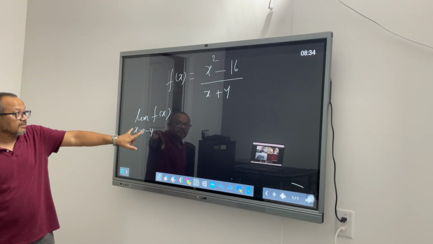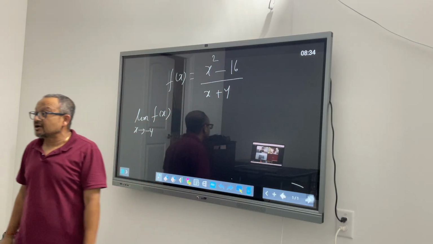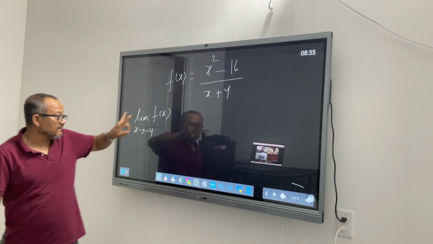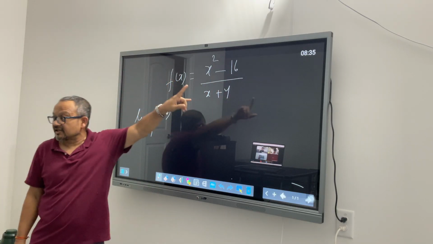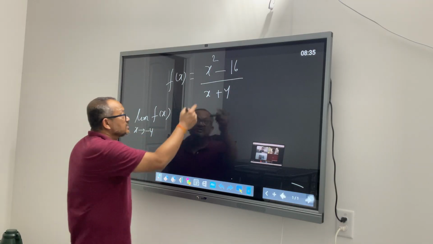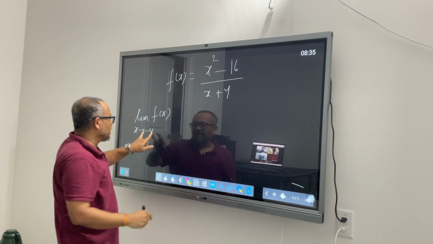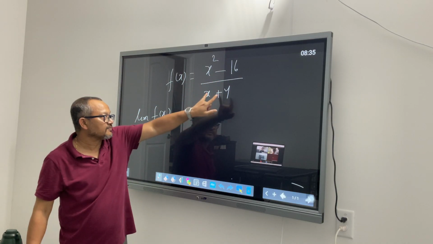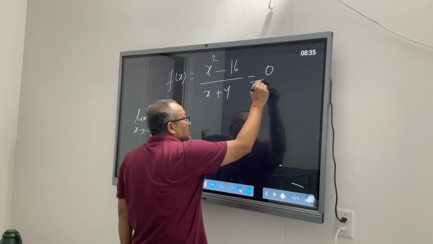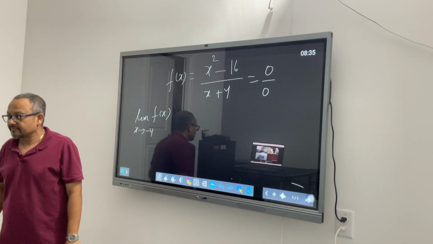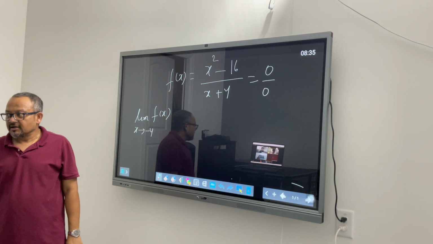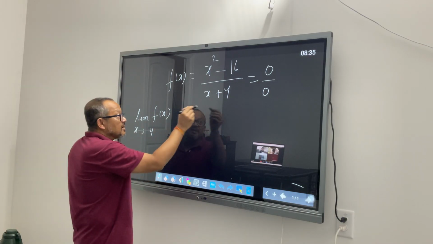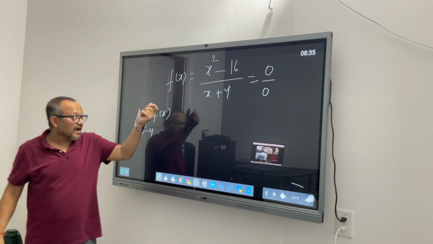So now the problem is, if I just plug in the value, I get into an undefined state. Finding the value of the function at the given limit is certainly the first thing you want to do. But when I put in minus 4, minus 4 squared is 16, minus 16 is 0, and 0 over minus 4 plus 4 is again 0 by 0, and that was misleading. It was telling me the limit does not exist, but the problem is not with the function, the problem is with the particular value of x.